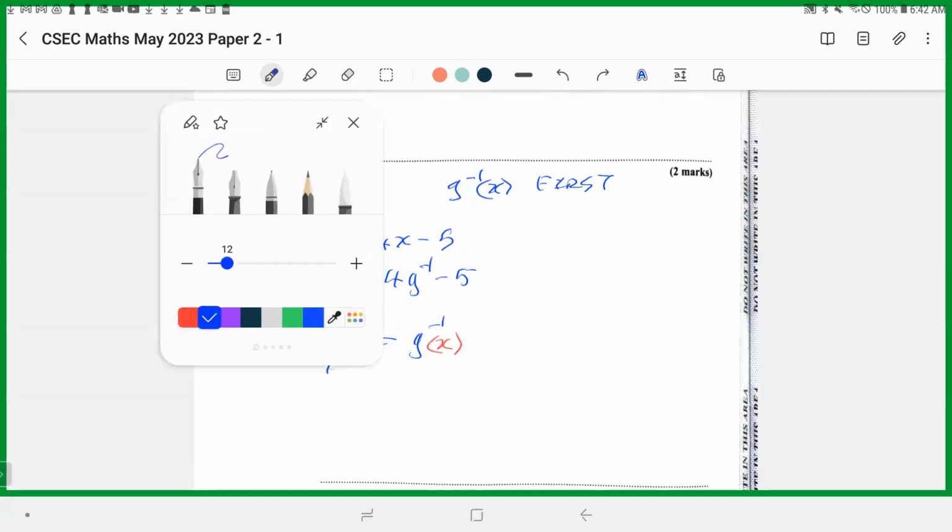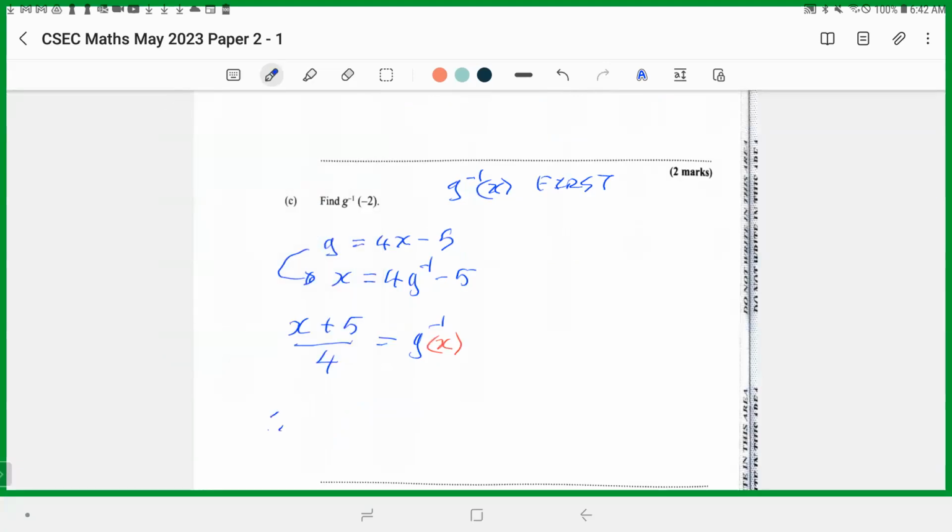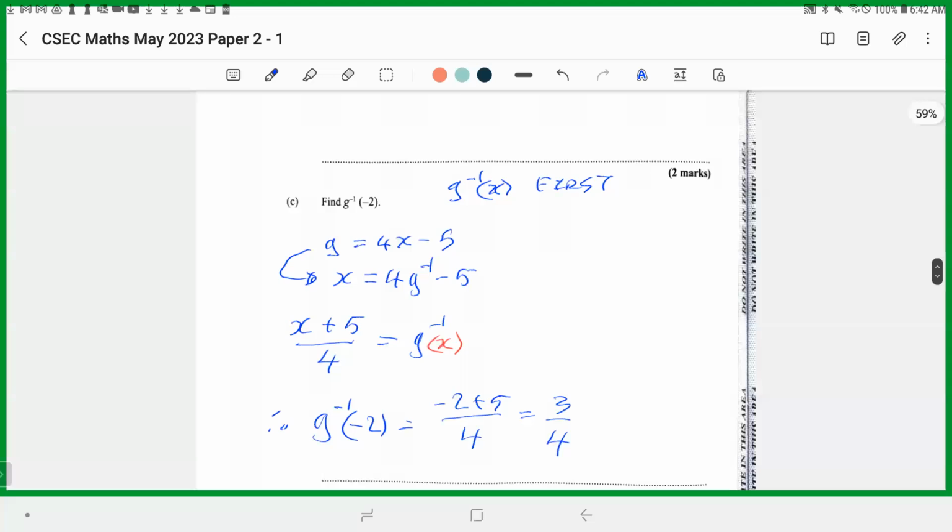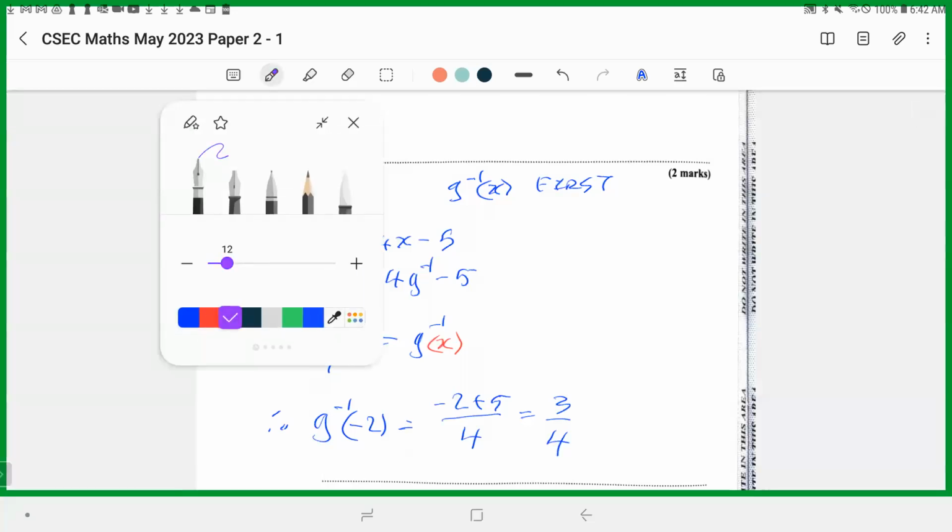So therefore, g inverse of -2 becomes (-2 plus 5) over 4, which is the same as 5 minus 2. 5 minus 2 is 3, so the answer is 3 over 4. All right, well, let me show you another way you could do it here if you can, fast. Let's put it in this box.